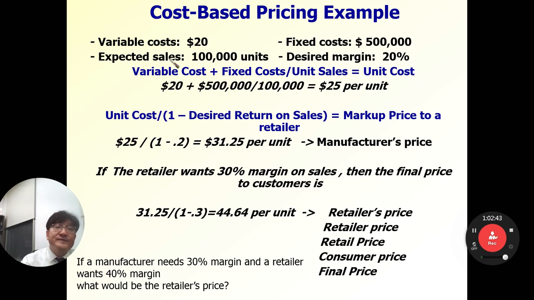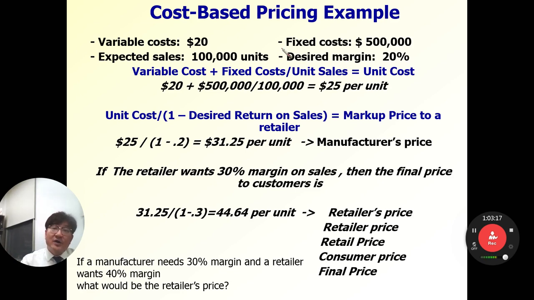Let's practice the margin on sales pricing. Suppose the variable cost is $20 per unit, fixed cost is $500,000, expected sales is 100,000 units, and desired margin. I actually fixed it in the original slides, which said desired markup, but to avoid confusion I changed this term. In the textbook, it is written as desired markup. Do not use the word markup. We're going to use the margin on sales, right?